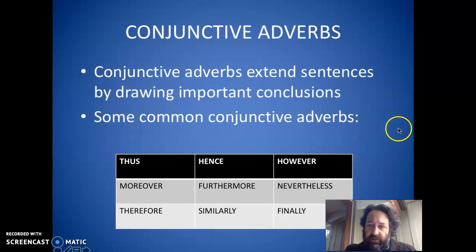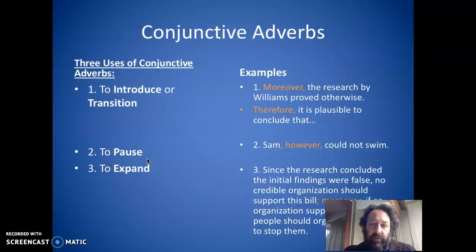Okay, and then conjunctive adverbs. These are to build more complex sentences. So say you've already got a complete sentence and you want to add a further piece of clarification. That's when conjunctive adverbs come in. These are most of the familiar ones, right? Therefore, thus, moreover, hence, however. These can be used in three ways. You can use it to start a sentence with just simply a comma.